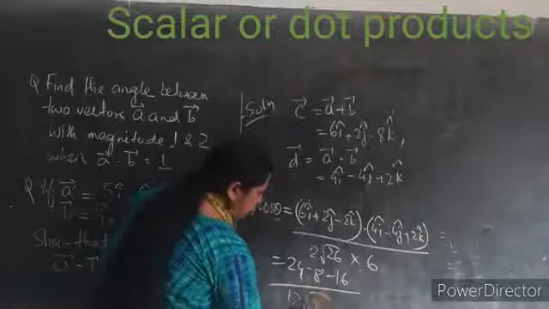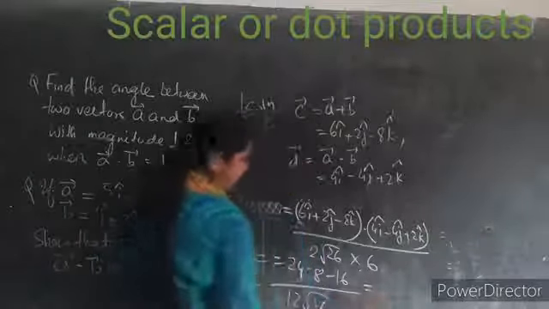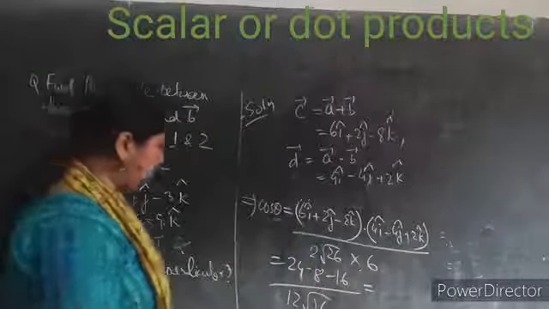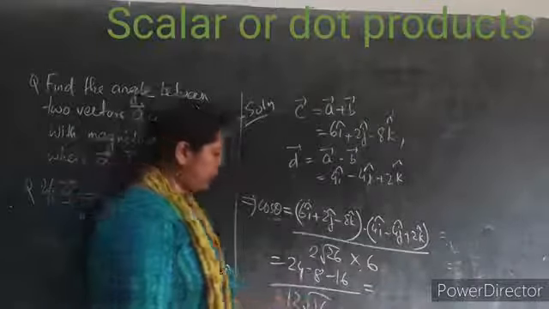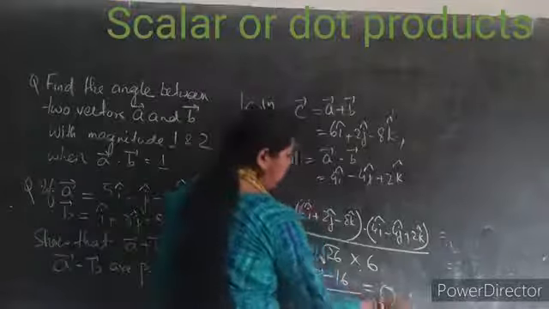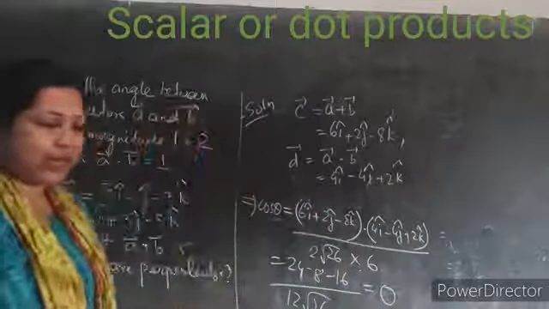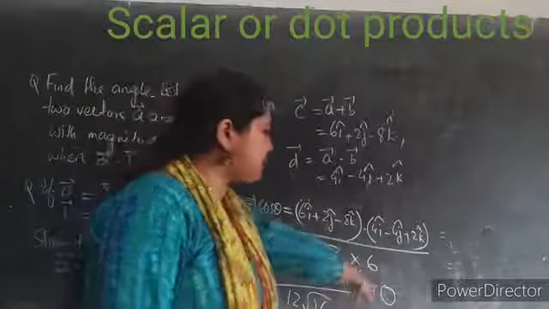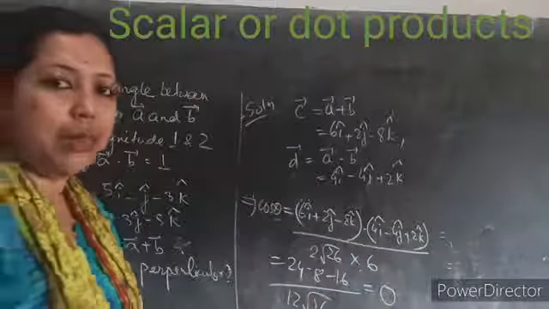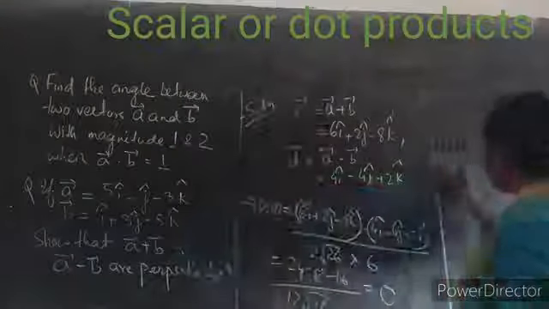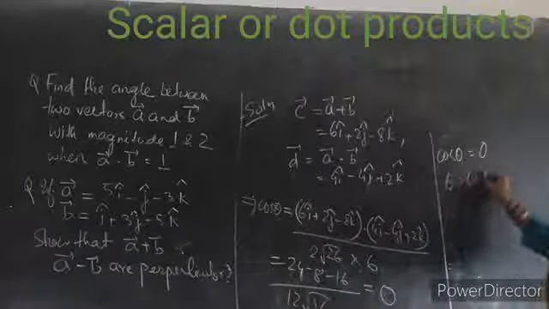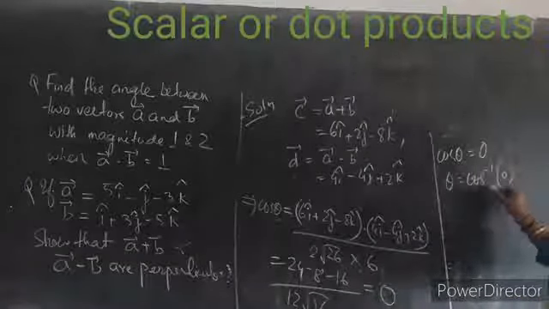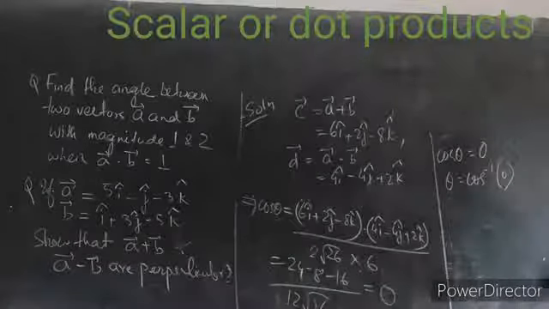So 12 root 26. So what is the angle we should get here now? As you can see here, 24 minus 24, so 0 by something will be 0. So cos theta value is coming to be what? 0. If your cos theta is coming to be 0, that means theta will be cos inverse of 0. And what is the value of cos inverse 0? It is simply pi by 2.